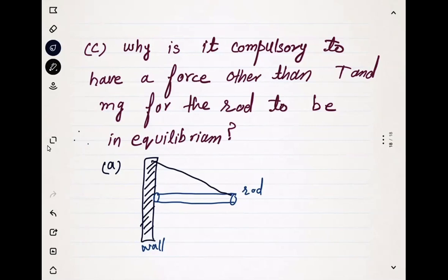For example, the first force is the weight of the rod. The second force is the tension in the rope. The third force will be at the point of contact of the rod. For example, this point of contact is called point P. So at point Q, it is the rope that is pulling. At point M, it is the weight that is acting. And at the third point, that is point P, there will be a third force acting.